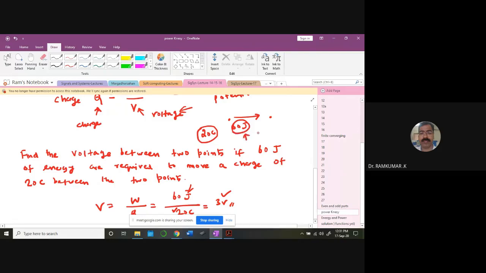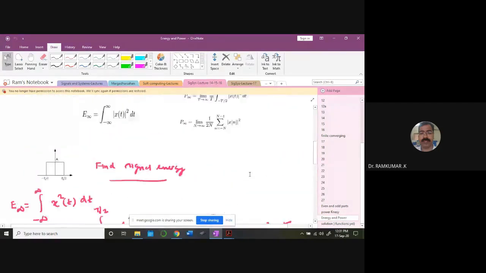Okay, to do that job, three voltages is the minimum required. So with that in mind, now look at the energy and power expression that we are going to derive.